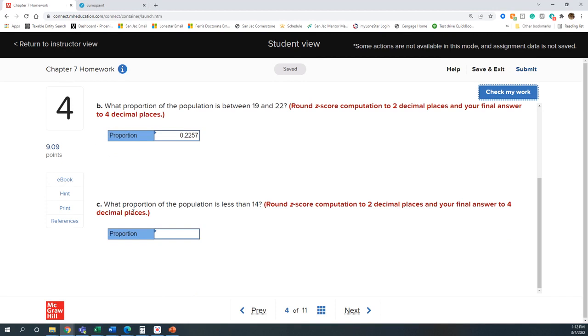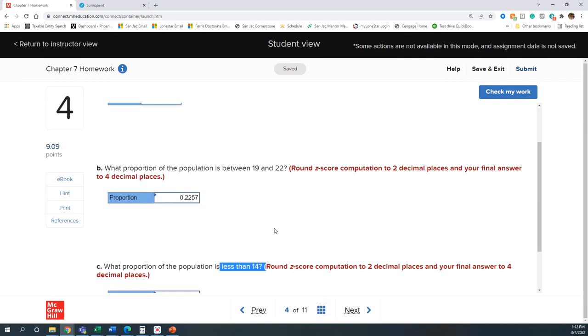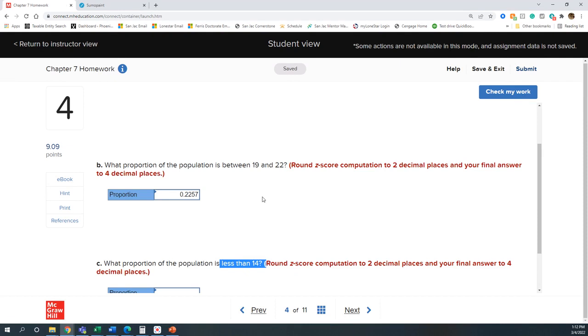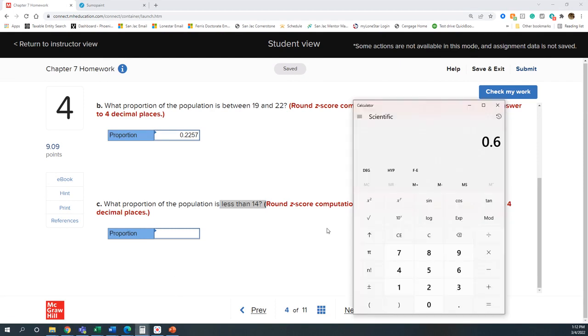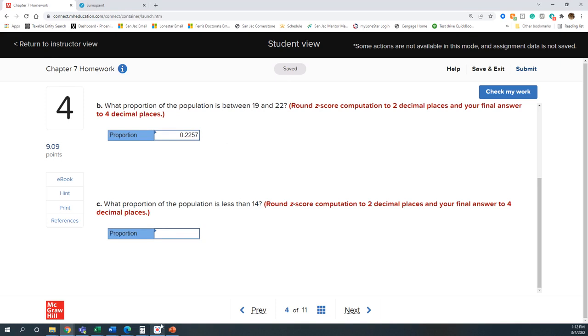Now we're looking at what proportion of the population is less than 14. So we have to find the z-score first. I got lucky that it was 22, may have to change it. Always find your z-score first. So let's find our z-score. Again, you take the number minus the mean, divide it by our standard deviation, which happens to make it 1. Wow. Now it's -1. So there's a good thing that we have to do on that.